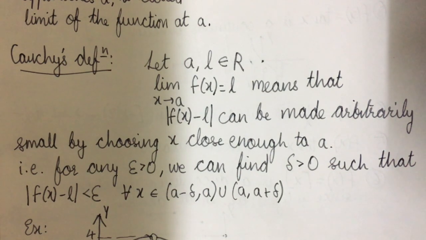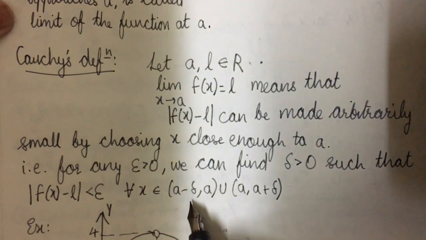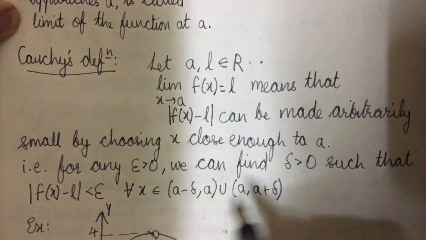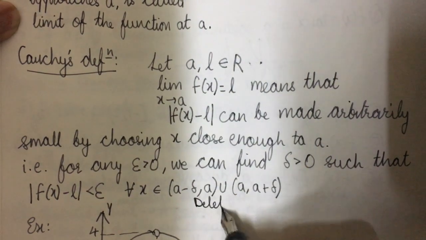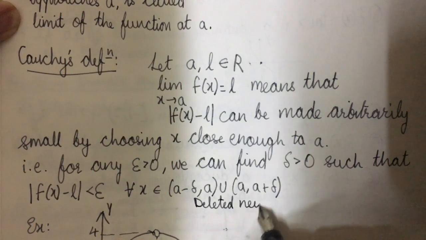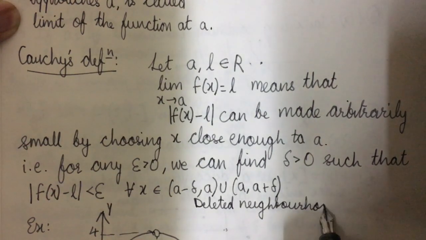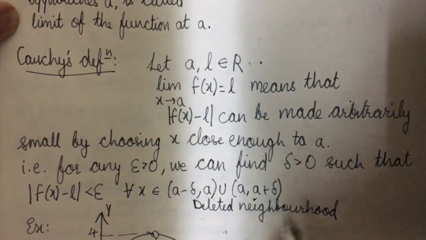That is, for any epsilon greater than 0, we can find delta greater than 0 such that mod of f(x) minus l is less than epsilon for all x belongs to (a minus delta, a) union (a, a plus delta). This interval is called the deleted neighborhood of a. That is the neighborhood of a without the value of a actually being present in it.